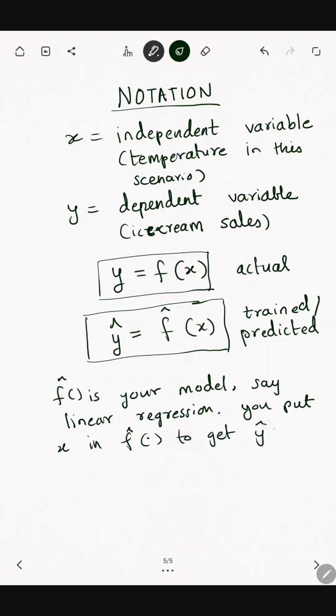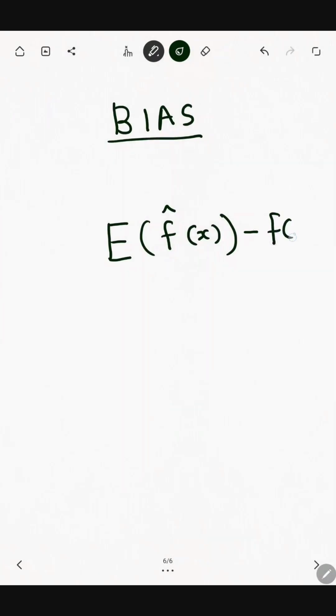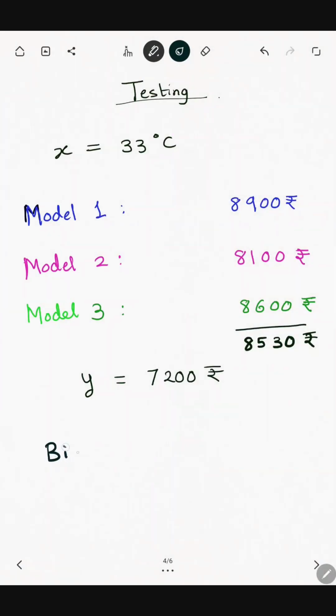Now, bias is given by, first we try to find the average of all the predicted values. For that, the operator we use is E, the expected value operator. So when we find E of f hat x, we get the average or mean of all the predicted values, which comes out to be 8.53. From that, we subtract the actual value that is observed, f of x. The f of x value is 7.2. So 8.53 minus 7.2 is 1.33. This is the bias.